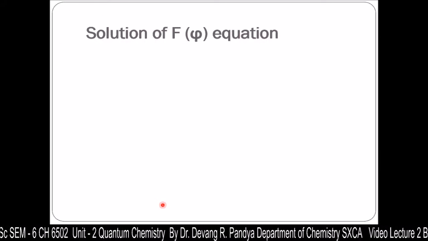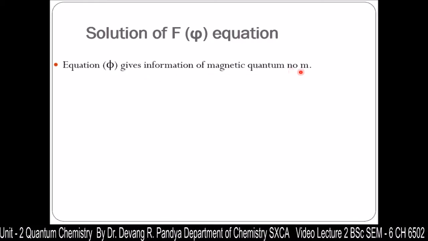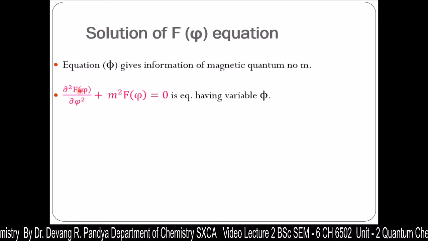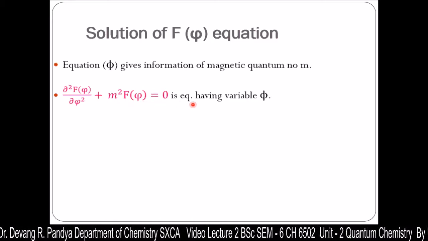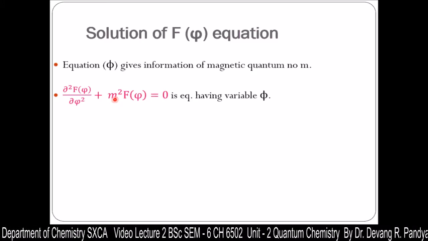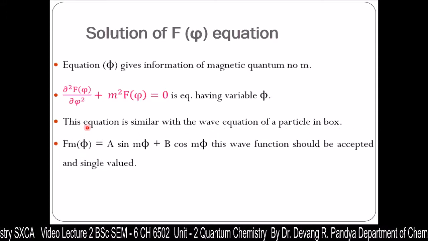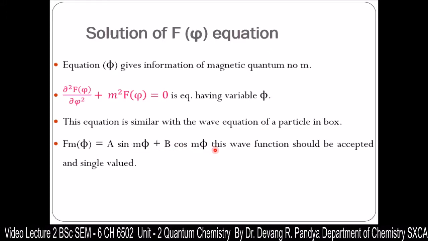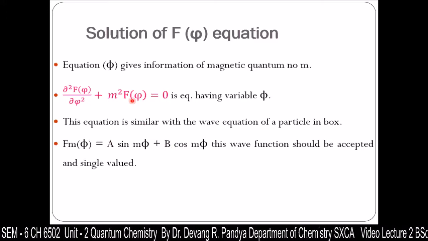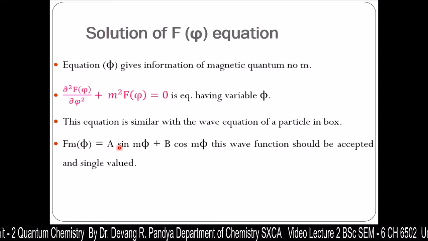Now the solution of the phi equation. Equation 5 gives information regarding the magnetic quantum number m, where the value of m would be minus L to 0 to plus L. So d square phi by d phi square plus m square phi is equal to 0. That equation has only one variable, the phi-based variable, and gives information on the magnetic quantum number m. This equation is similar to the wave equation of a particle in a box. So phi m is equal to A sin m phi plus B cos m phi, and this wave function should be acceptable and single valued. So this is the accepted solution of this wave function, and it is single valued, continuous and finite. That means this is an accepted value for this wave function.